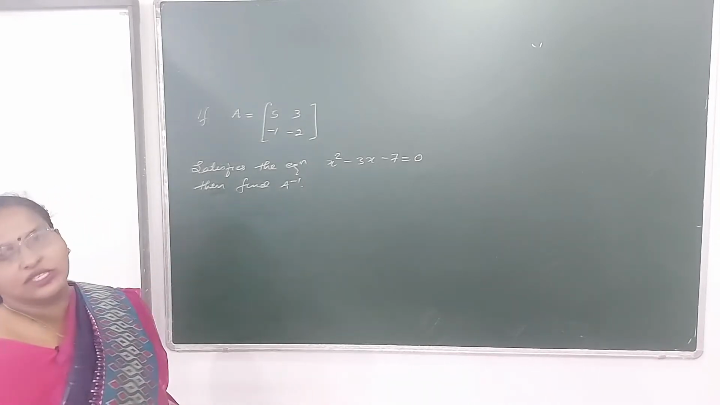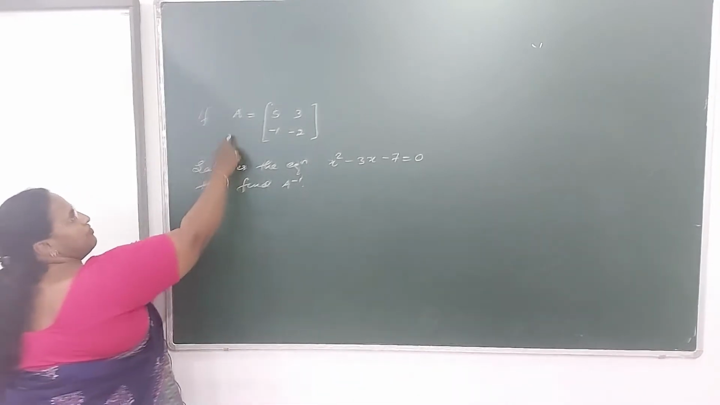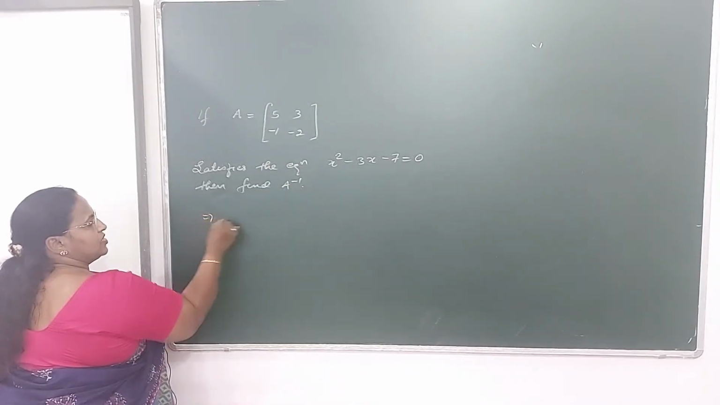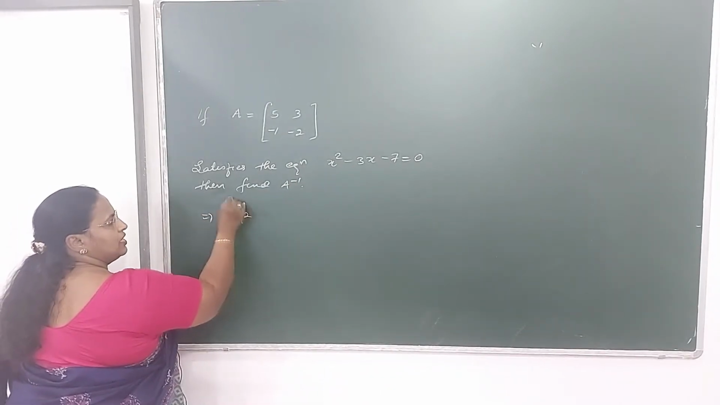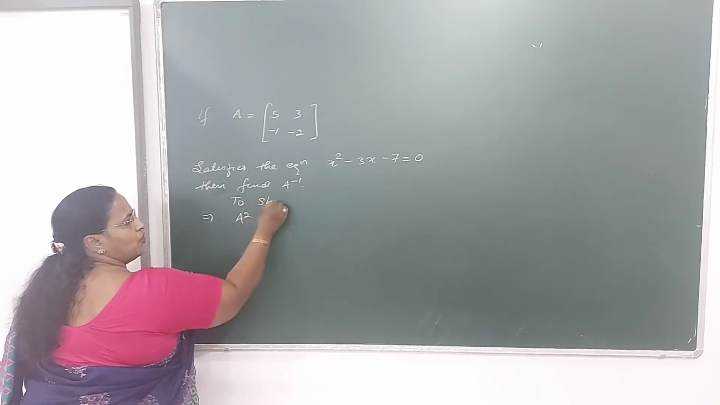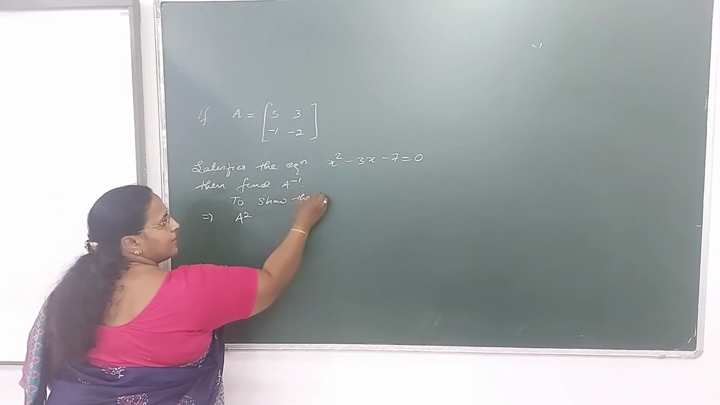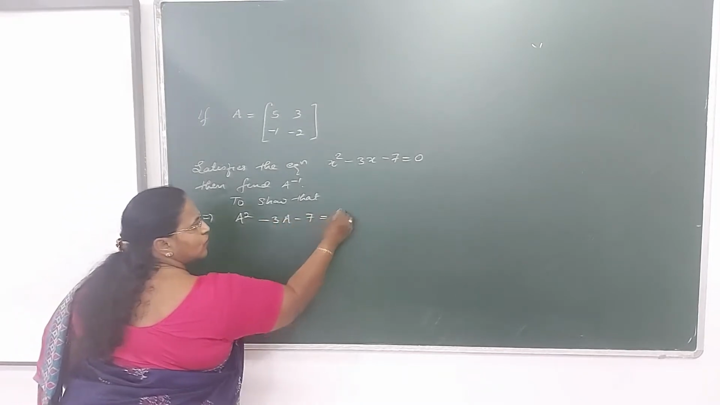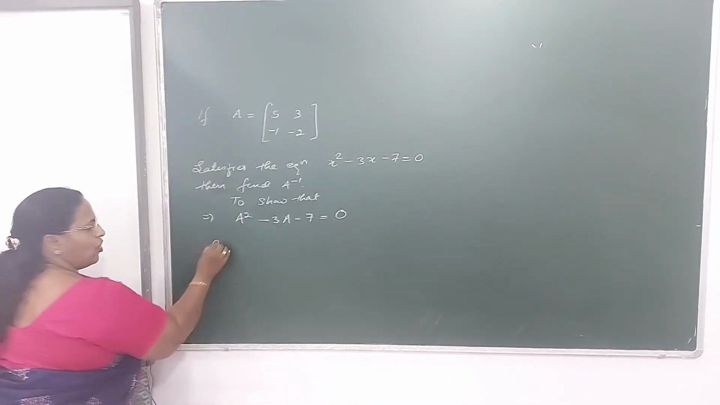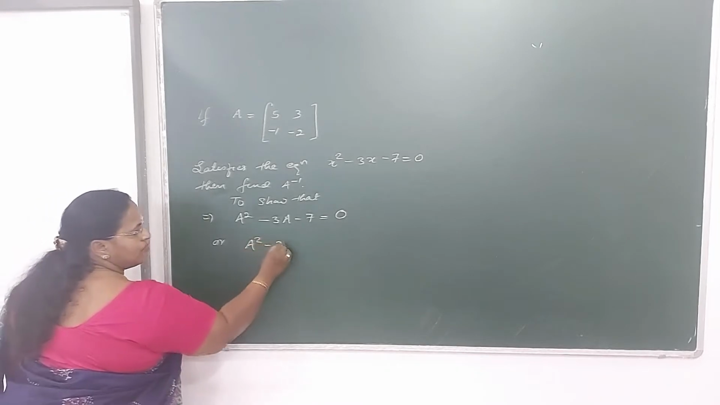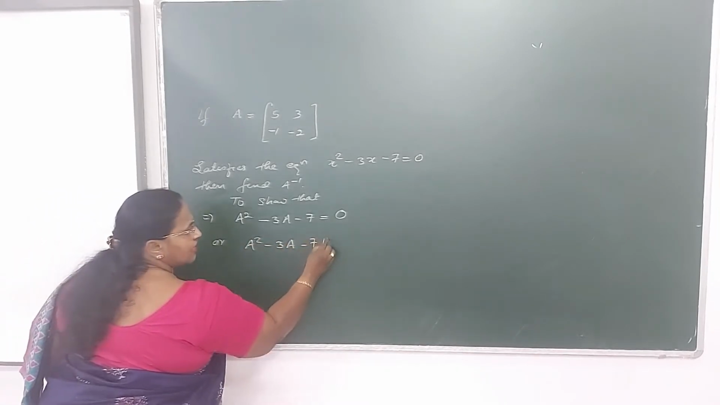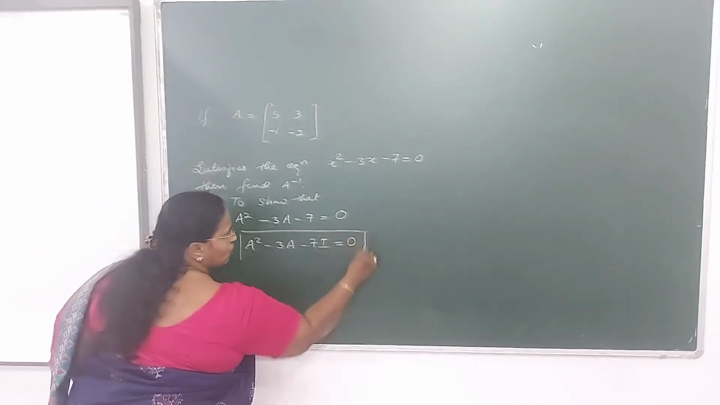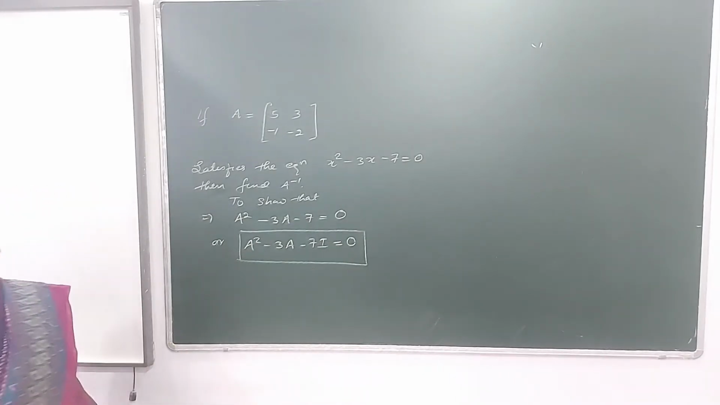Hence find A inverse. Now see this, if this matrix A satisfies the given equation, that means we need to show that A square minus 3A minus 7 is equal to 0. Or you can write A square minus 3A minus 7I is equal to the null matrix. So this is what we are going to prove.